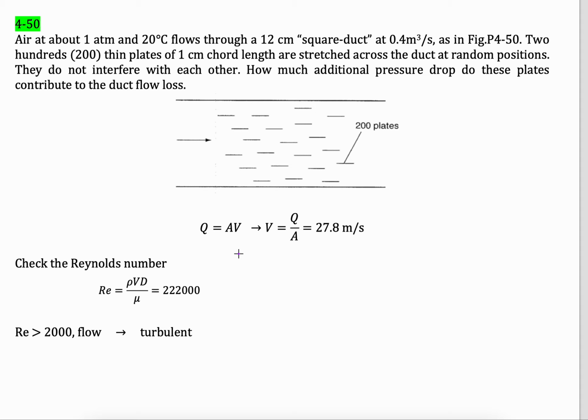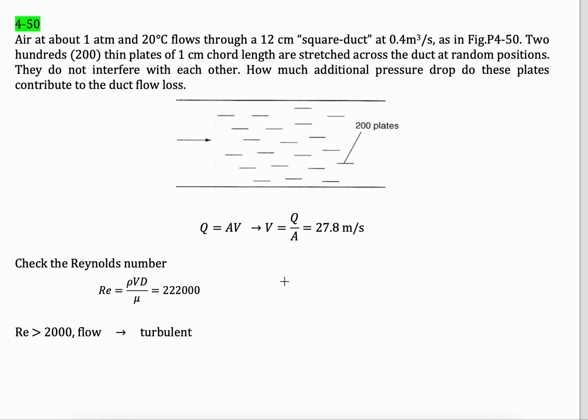So this is question 4.50. Air at about 1 atm and 20 degrees Celsius flows through a 12 centimeter square duct at 0.4 meter cube per second. As in figure 4.50, 200 thin plates of 1 centimeter chord length are stretched across the duct at random position. They do not interfere with each other. How much additional pressure drop do these plates contribute to the duct flow loss?